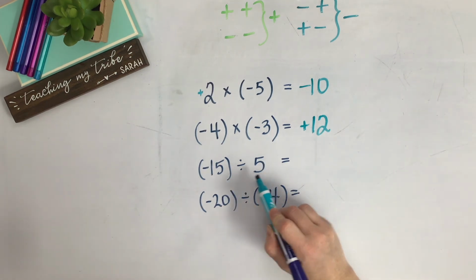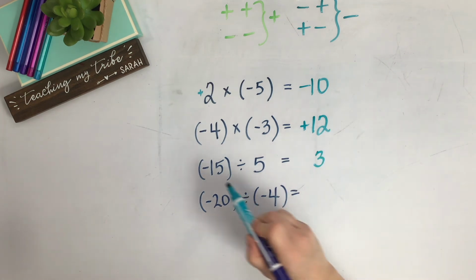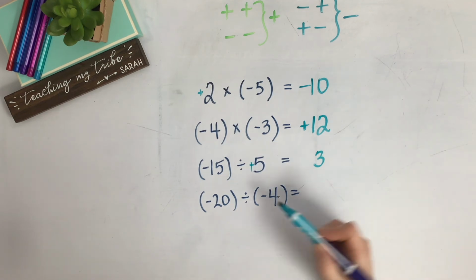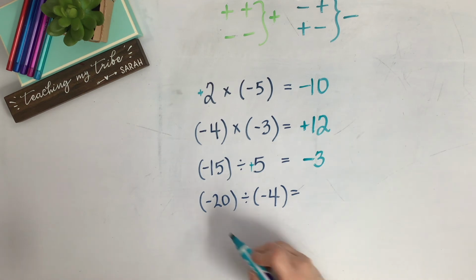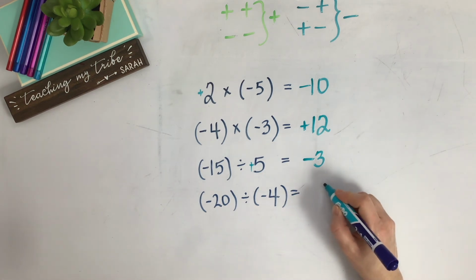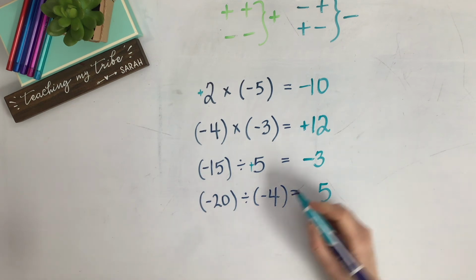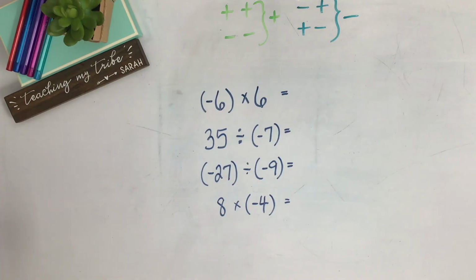Here I'm dividing. 15 divided by 5 will always be 3. I have a negative and a positive. Opposite signs will give me a negative quotient. 20 divided by 4 is 5. I have a negative and a negative. Same signs, they give me a positive answer. Okay, now it's your turn. Pause the video, try these questions, and then come back to check your answers.